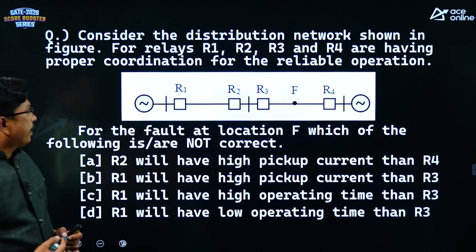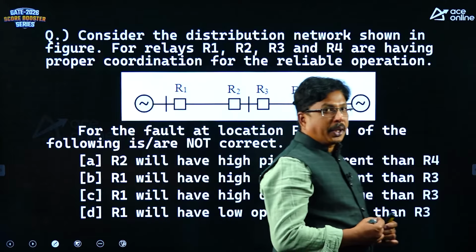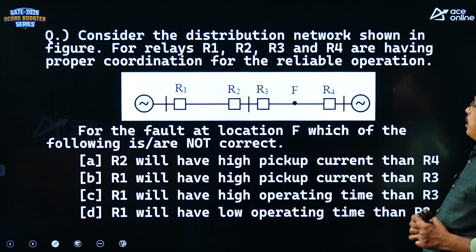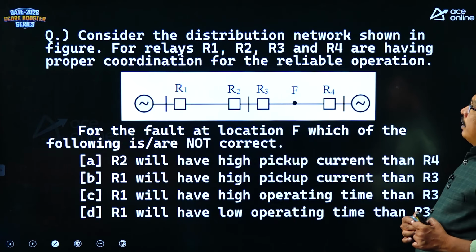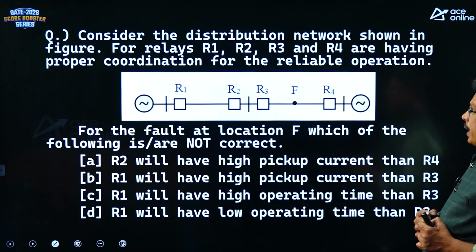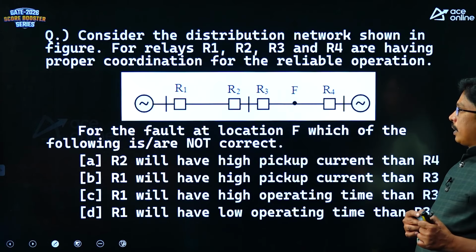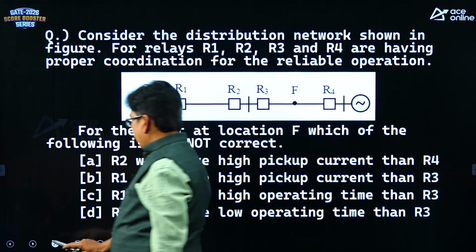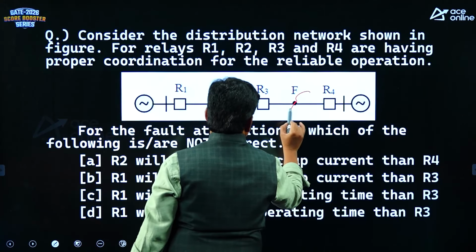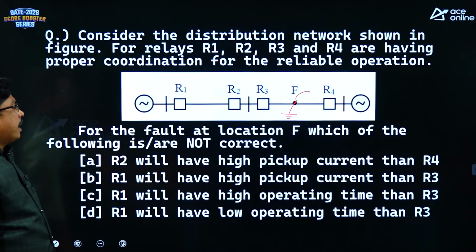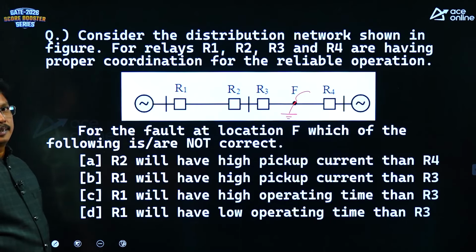Just see the next question. From the protection part, power system protection. Consider the distribution network shown in the figure. Relays R1, R2, R3, R4 are having proper coordination for the reliable operation. For the fault at location F, this is the fault location. Which of the following statements are not correct? They are asking for not correct statements.